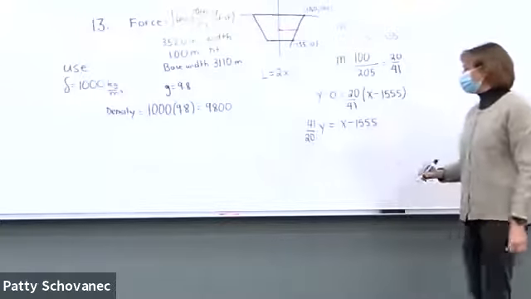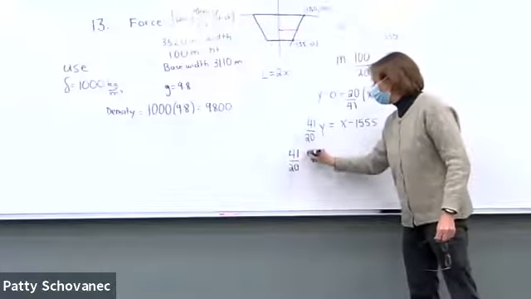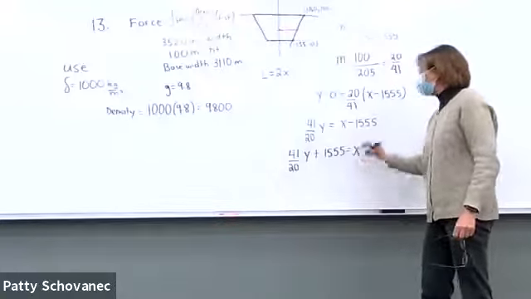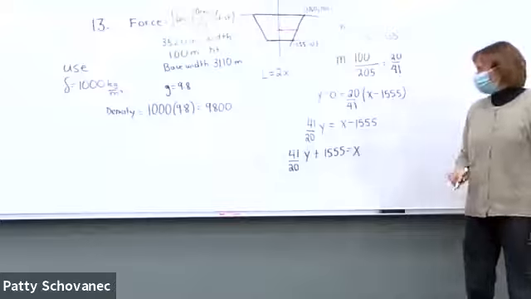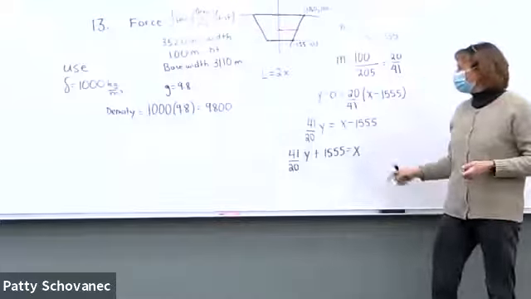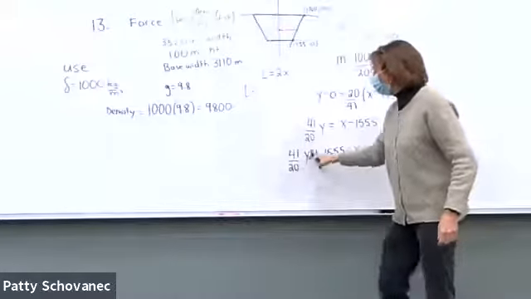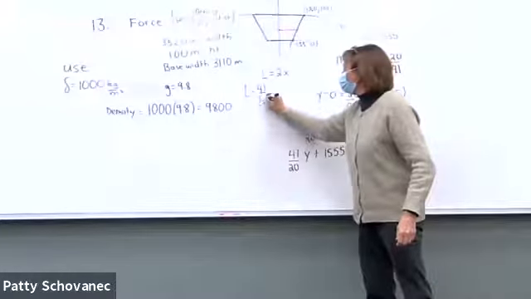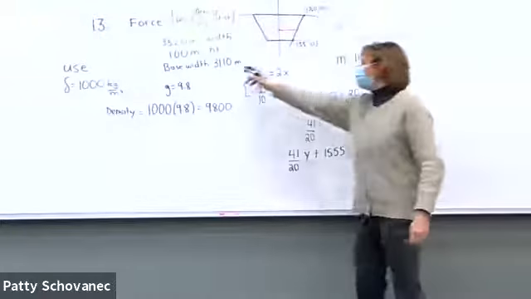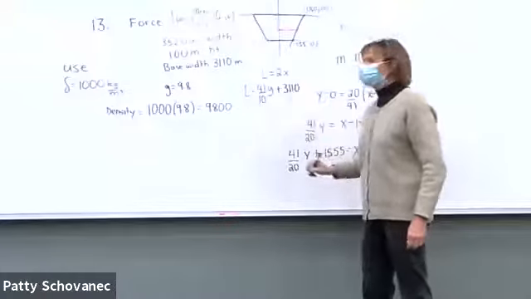And then add the 1555. And we have 41 over 20 times y plus 1555 is equal to x. And then I said L was x done twice. So if we double that, I get L is equal to 41 over 10 y. And then 2 times the 1555 was the 3110. So plus 3110.